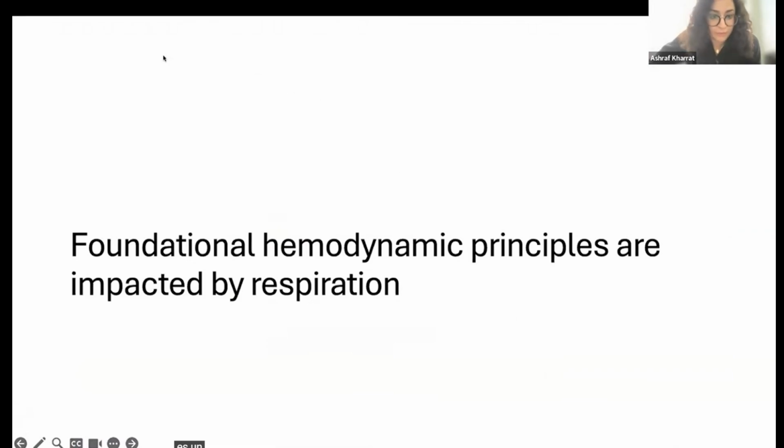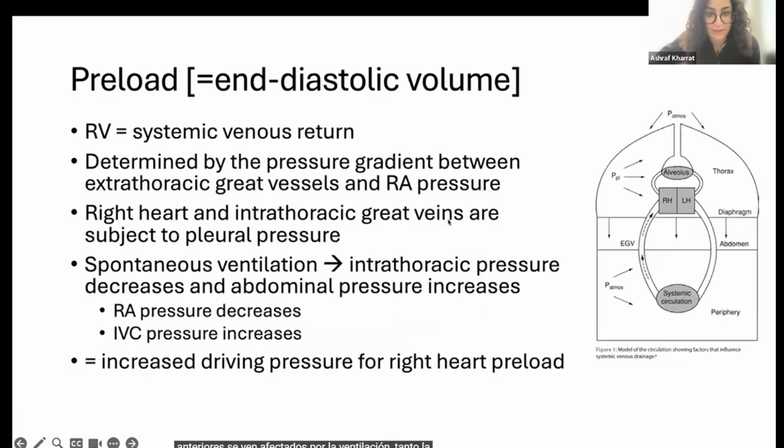So we've reviewed respiratory physiology. Now we're going to talk about how hemodynamic principles that we've talked about in many of these sessions before are impacted by ventilation, both spontaneously breathing and mechanical ventilation. Let's start with preload, because in my mind, it's like the start of the cardiac cycle.